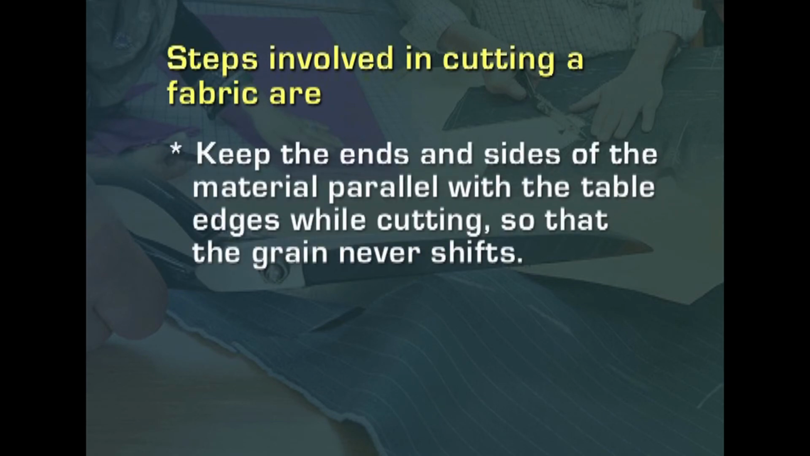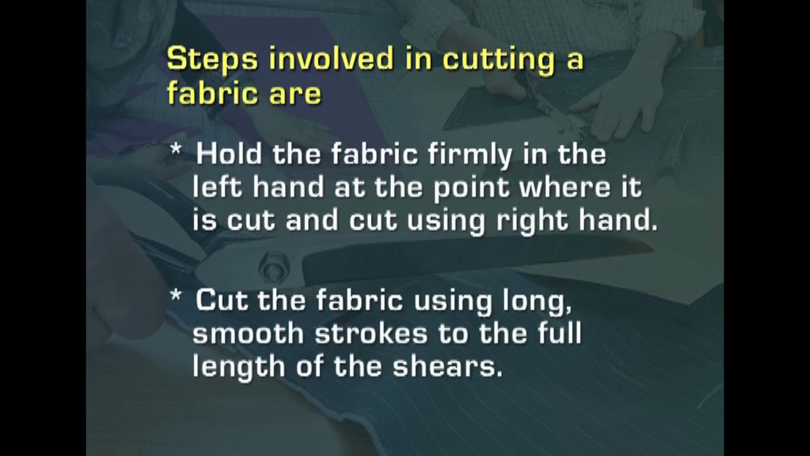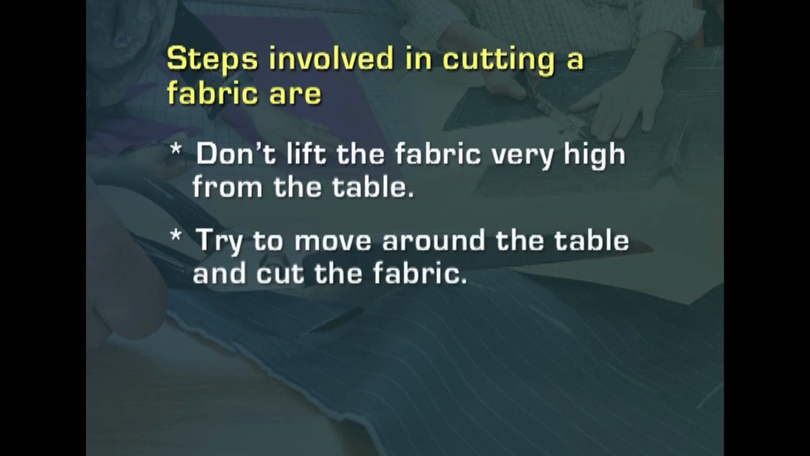Steps involved in cutting a fabric are: keep the ends and sides of the material parallel with the table edge while cutting so that the grain never shifts. Hold the fabric firmly in the left hand at the point where it is cut and cut using the right hand. Cut the fabric using long smooth strokes to the full length of the shears. Don't lift the fabric very high from the table. Try to move round the table and cut the fabric.